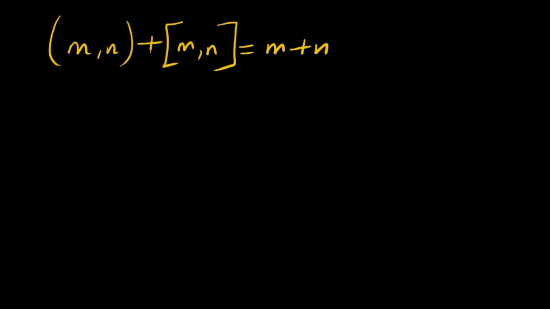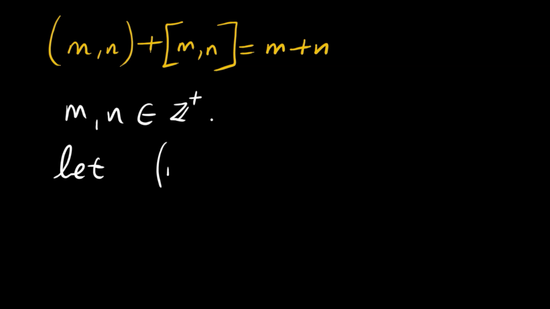I will give you a direct proof, which is not very complicated. Now, m and n, as you know, are positive integers. Now, let the greatest common divisor of m and n be d, which is again some positive integer.